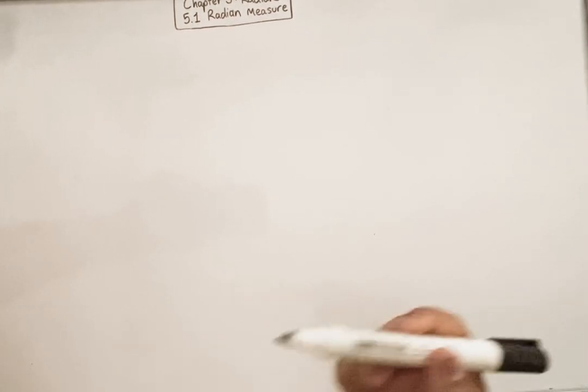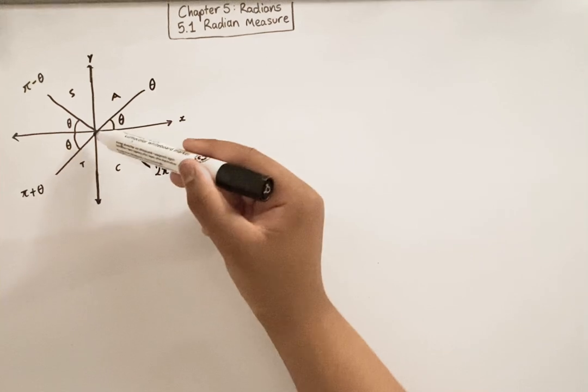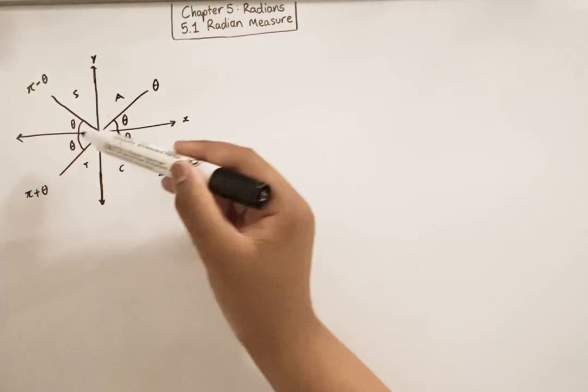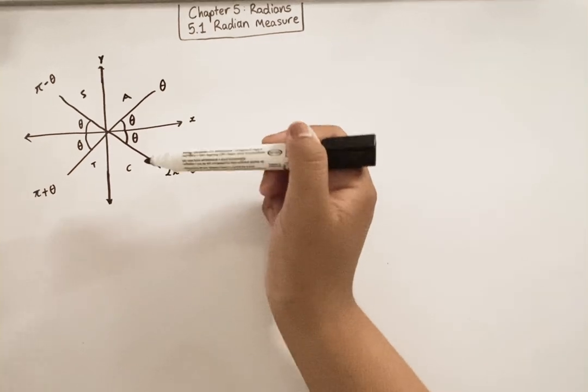You'll also need to understand some rules that will allow you to find sine, cos, or tan of positive or negative angles in radians by using the corresponding acute angle with the x-axis. If you look at the CAST diagram, we can draw the angles theta, pi minus theta, pi plus theta and 2 pi minus theta.